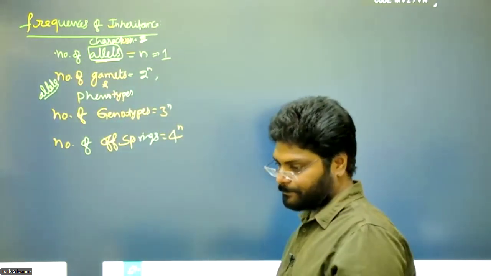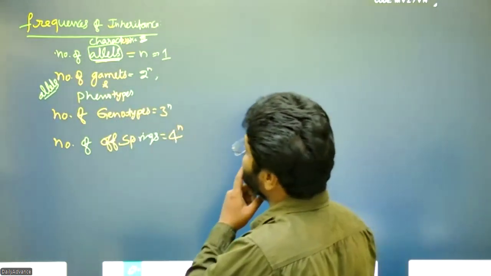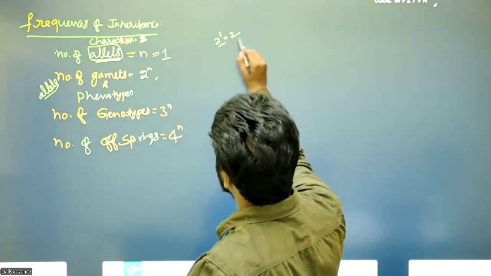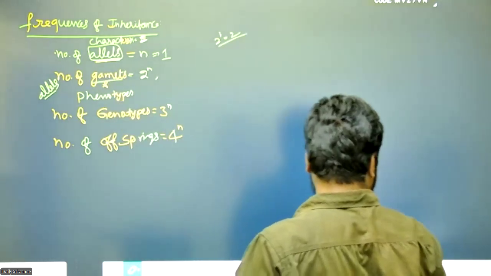Alleles are 2 power n. So now you can see how many alleles are present here. 2 power n is equal to 1, so 2 alleles are there. How many gametes are formed here?